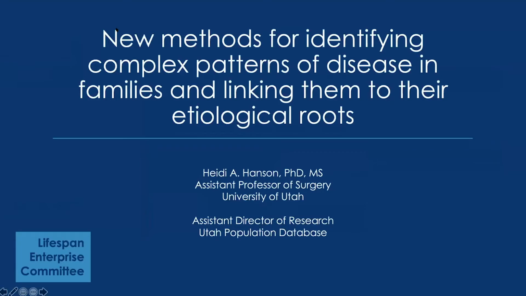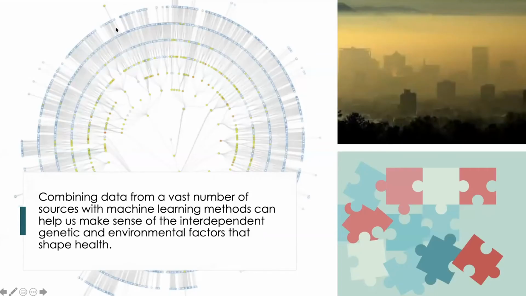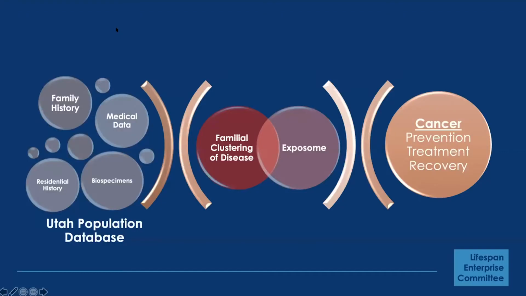Today I'll be talking to you about new methods for identifying complex disease in families and linking them to their etiological roots. The main point of my talk is going to be to discuss how combining data from a vast number of sources with machine learning methods can help us make sense of the interdependent genetic and environmental factors that shape health. I'm going to start off by walking you through a few of the ways that I'm using to triangulate genetic and environmental underpinnings of cancer, with the hope that they will be able to be translated into the clinic for improvements in prevention, treatment, and recovery.